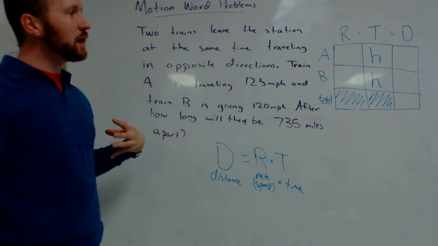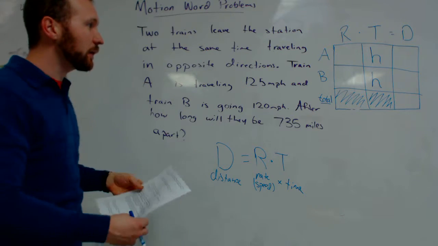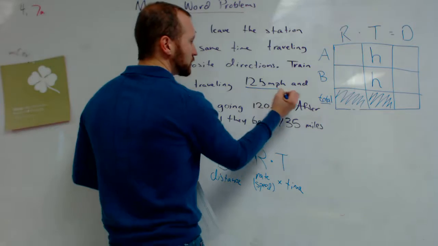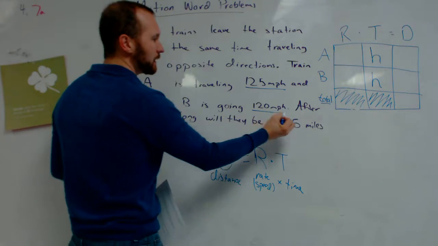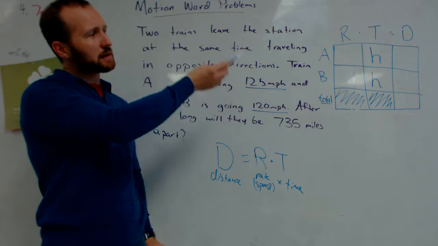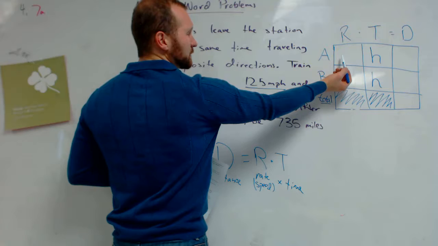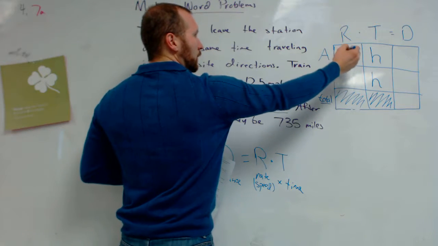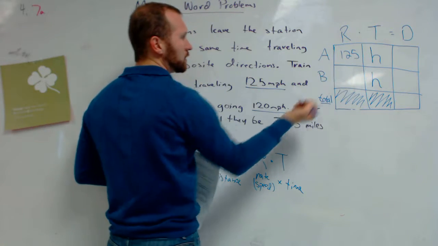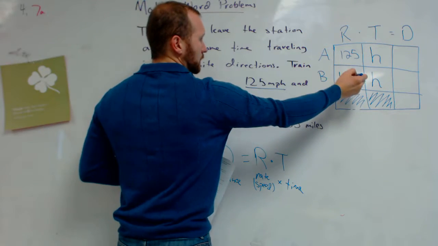Now, what else do we know, though? We do know some information. We know how fast they're going. We know the rate. So train A and train B both have a rate in this problem. Where would I put that in my table, my sort of organizer? Yeah, under here. So what would I write in this box? 125. And I'm ignoring the units for now. And in this box, 120.